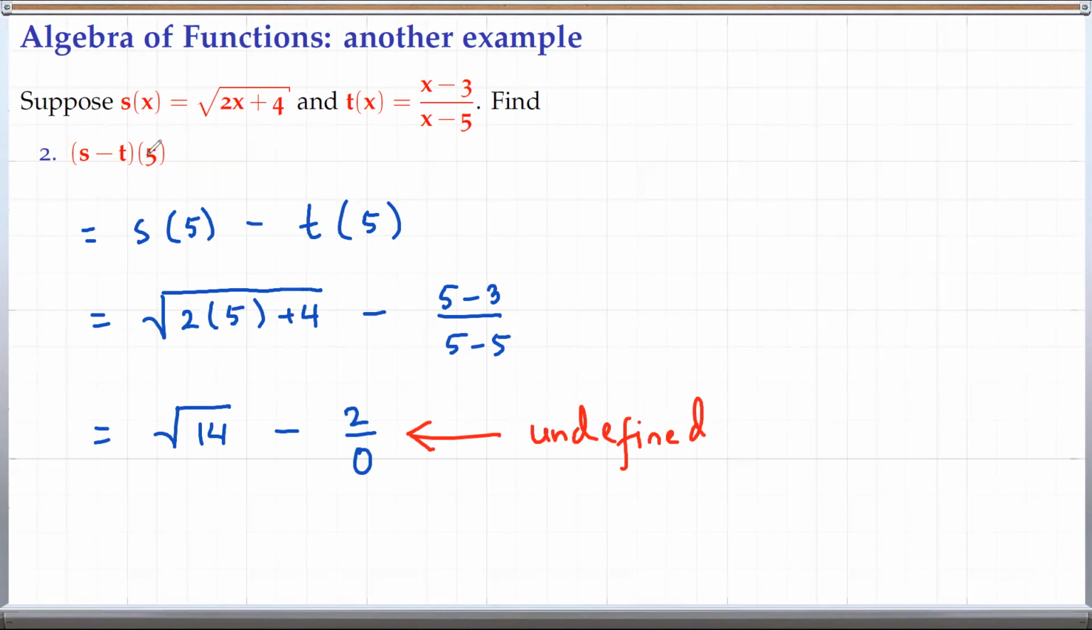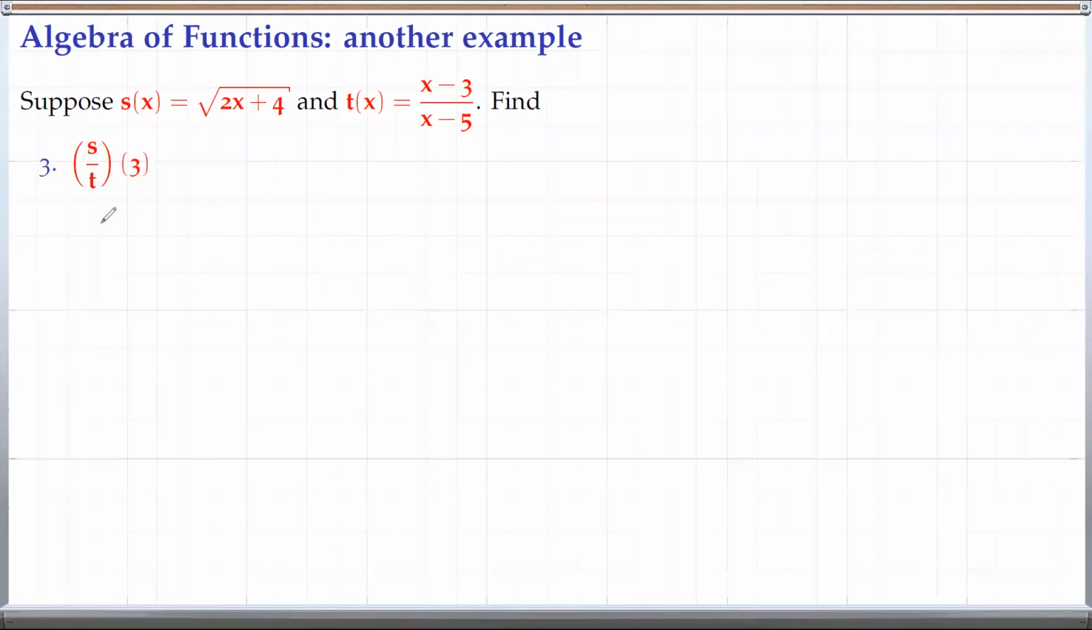Which again means this 5 is not in the domain of difference s minus t. Next, we want to find s by t at 3. So this will be s at 3 over t at 3.